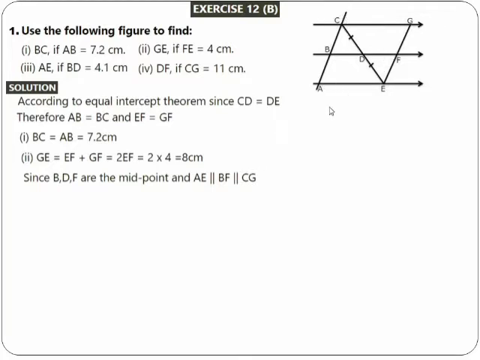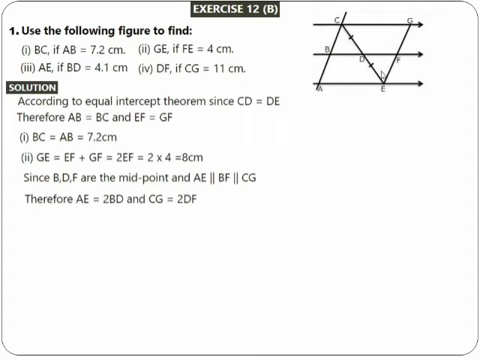Can I make use of something called midpoint theorem here? Yes. So midpoint theorem says that in this triangle, B and D being the midpoints, this line BD will be just half of AE, or in other words I can say that AE is double of BD.